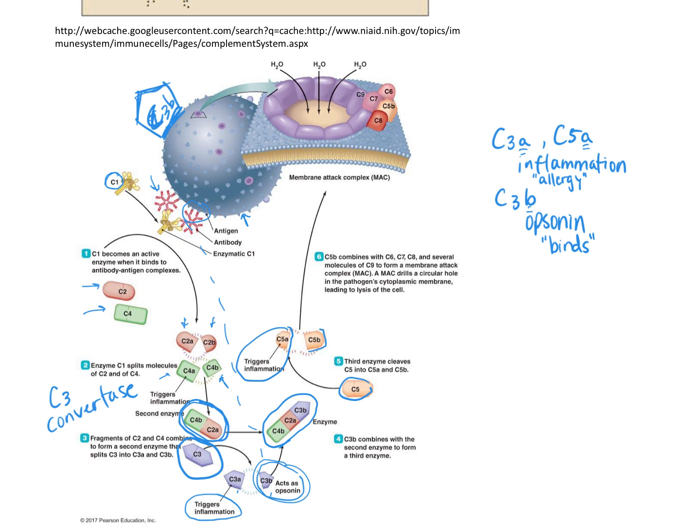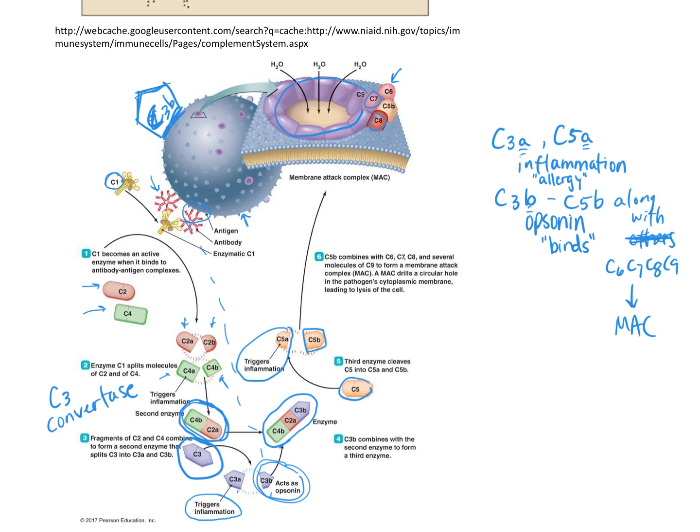And then this B is going to bind as well, but it's going to bind with the C6, C7, C8, and lots of C9s to make that membrane attack complex. Let me write that over here, C5b, along with others. Well, let's get a little bit more specific. Let's say C6, C7, C8, and C9 to make that membrane attack complex.